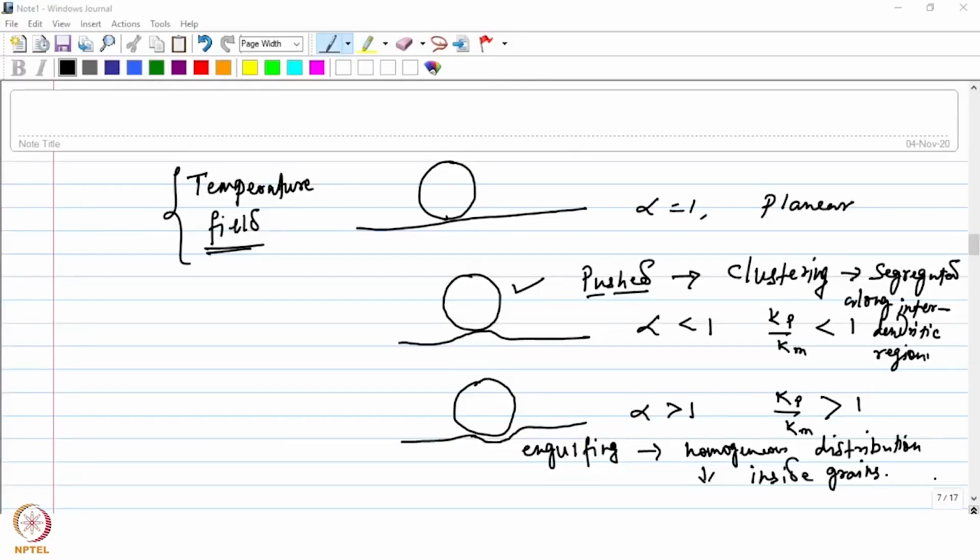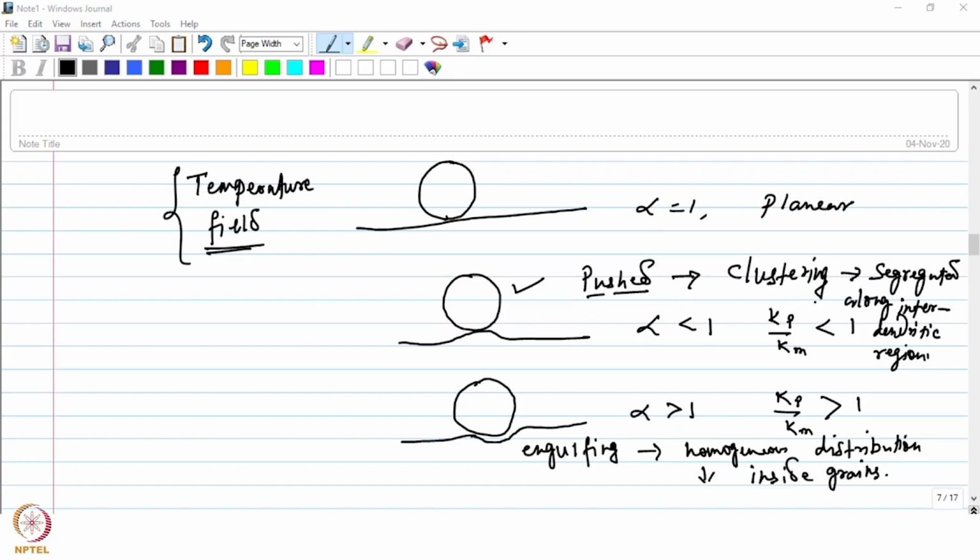Hello and welcome back once again. In the previous lecture, we were talking about the conditions that can lead to either particle pushing or engulfment. So, the thermal conductivity ratio decides whether the interface will have a planar geometry like this, or it will deviate from a planar interface and take up a shape either like this, a convex kind of shape, or whether it will be concave. And based upon that, the particles can be either pushed or engulfed.